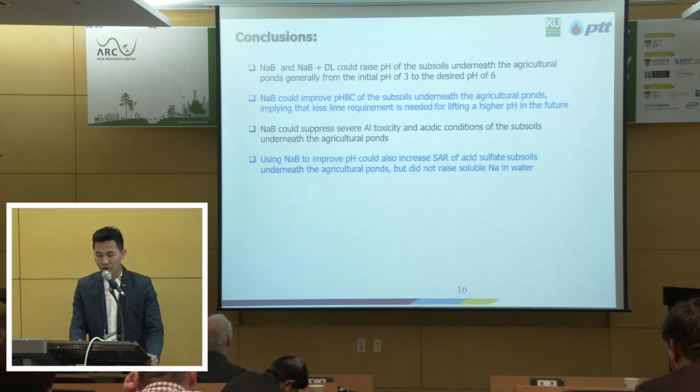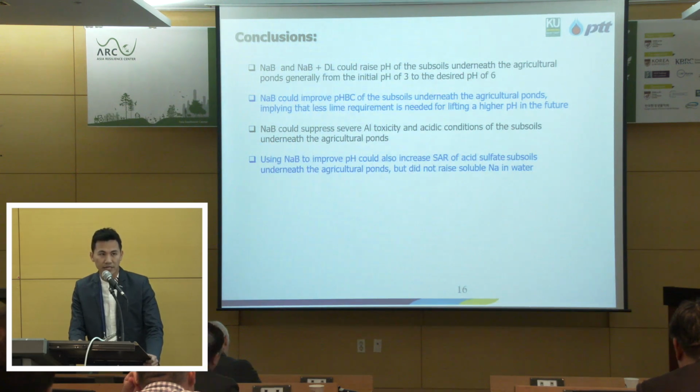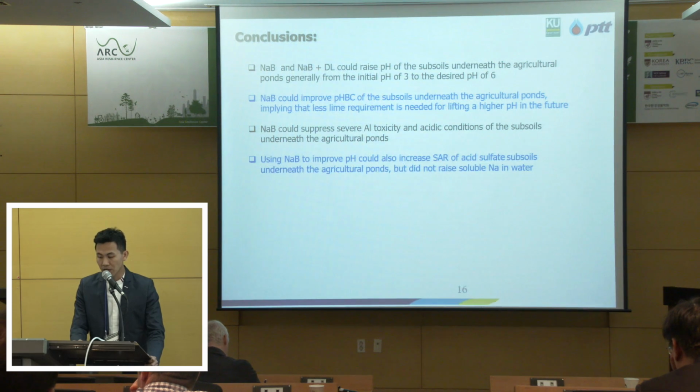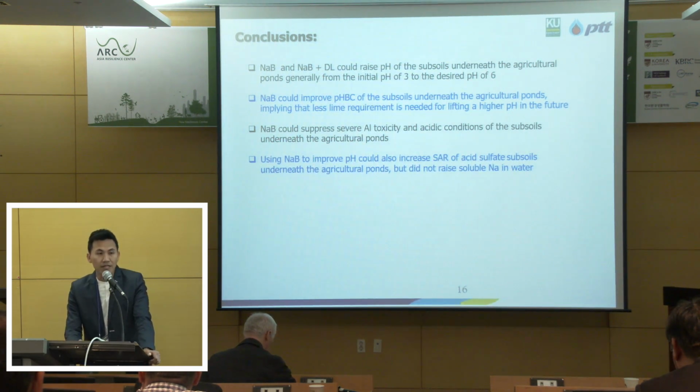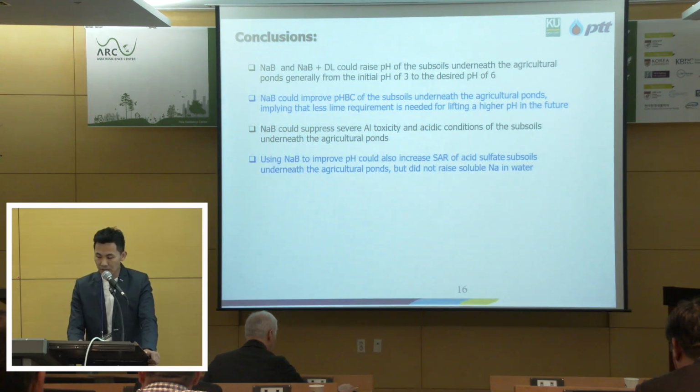Sodium bentonite could suppress severe aluminum toxicity and acidic conditions, based on the decrease in the percentage of aluminum saturation. And using sodium bentonite to improve pH could also increase the SAR. We are aware of this issue, but it didn't raise any soluble sodium in water.